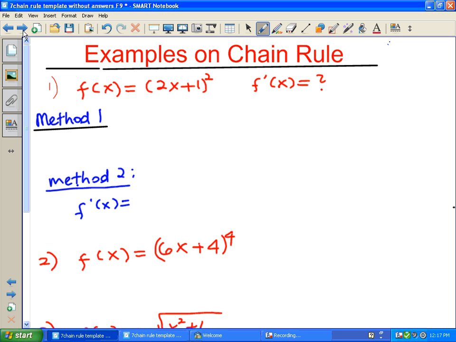Let's take a look at example 1. We want to differentiate (2x + 1) to the second power. Now, method 1 doesn't use the chain rule. We can actually do this example by rewriting it as follows.